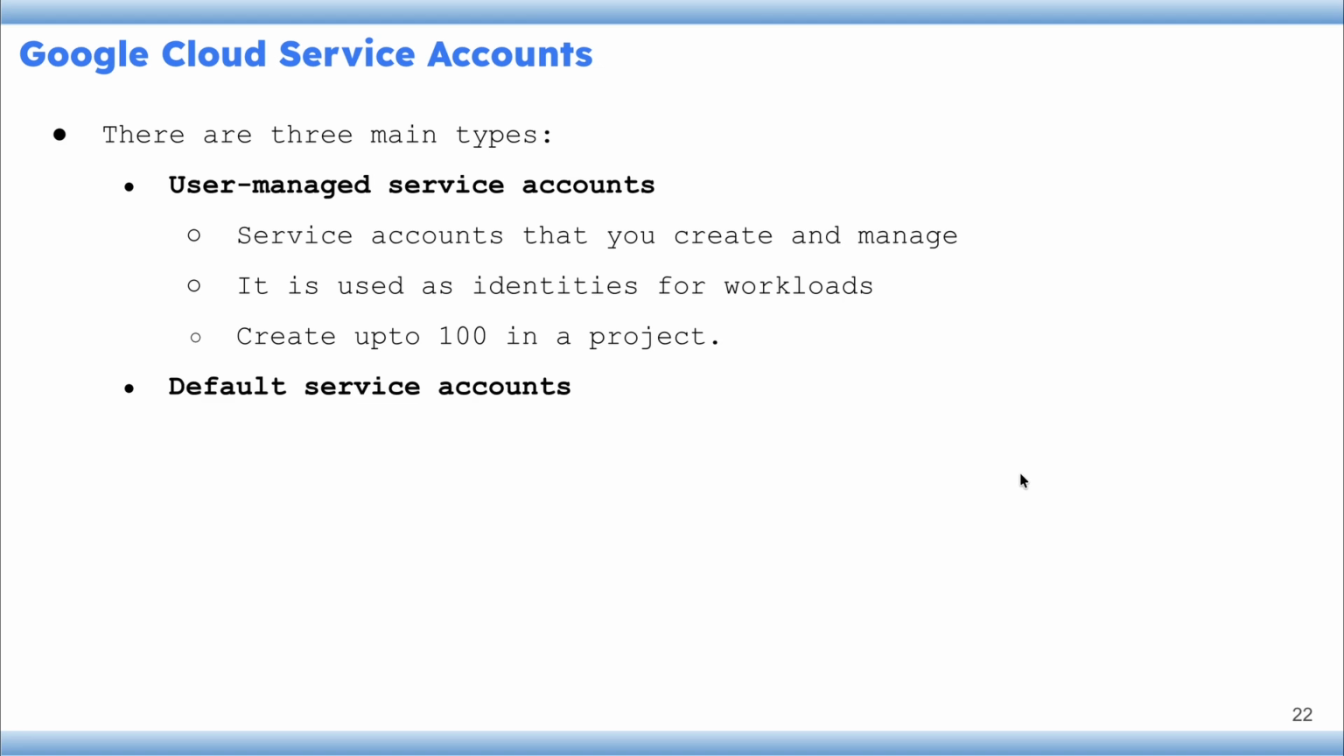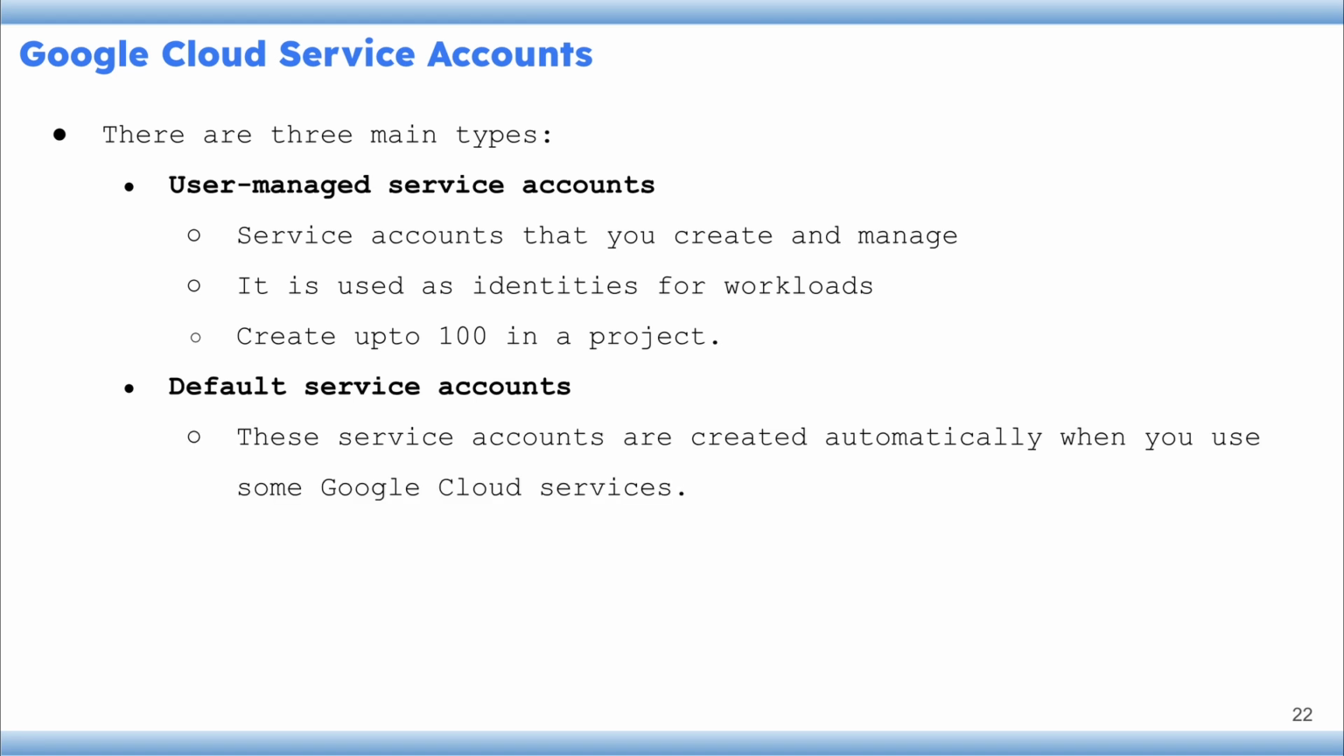Moving on to the next one, we have the default service account. Default service accounts are also user-managed service accounts that are created automatically when you enable or use certain Google Cloud services. These service accounts are not explicitly created by the user. When you enable services like Compute Engine or App Engine, Google Cloud creates them on the user's behalf. Once they are created, as a user, you are responsible for managing these default service accounts. Your application can use the credentials for that default service account to call the respective Google Cloud APIs.